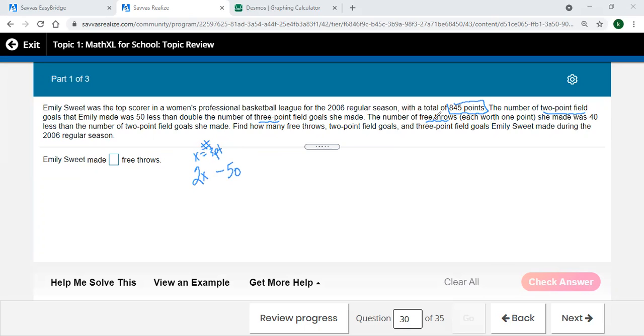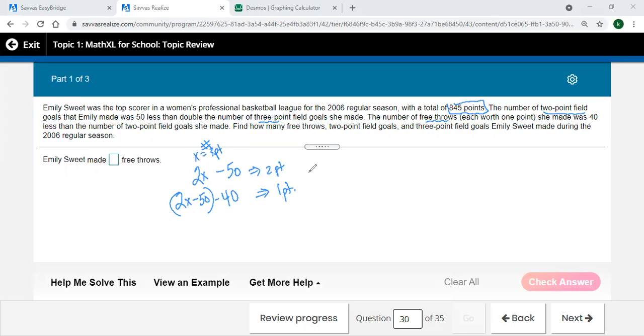Then if you go on, the number of free throws she made was 40 less than this. So this was the 2-point. And then if we want the free throws, I'll just call it 1 point. Those are 40 less. So that's my 2 points, and then there's 40 less than that for here.